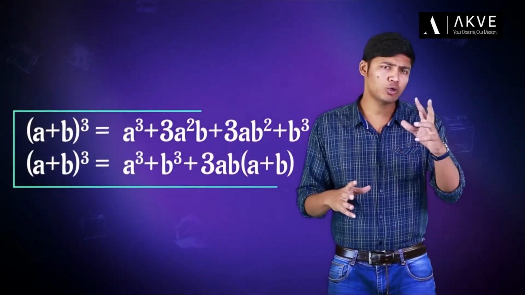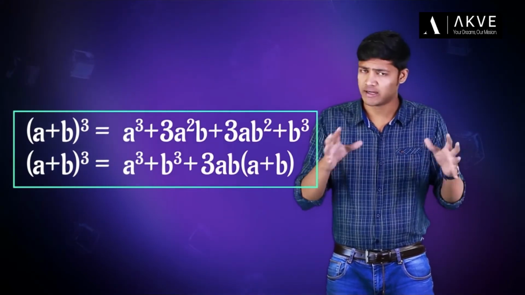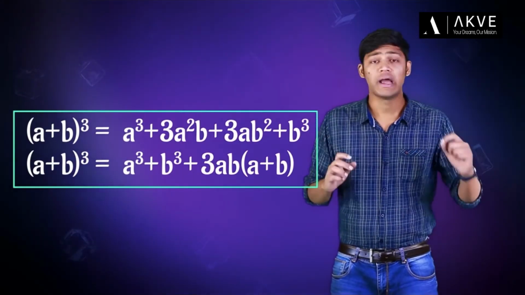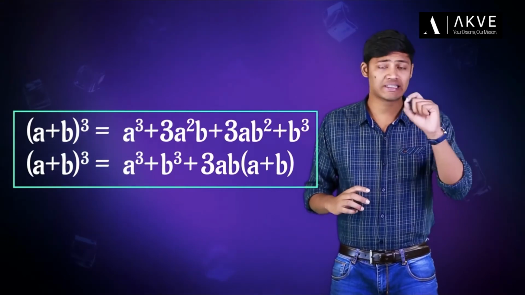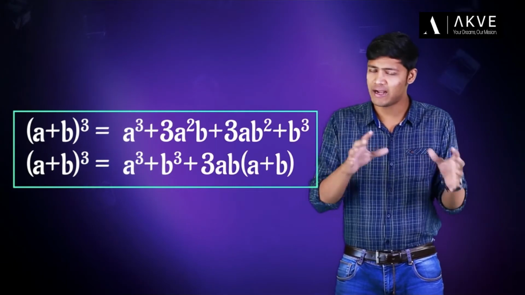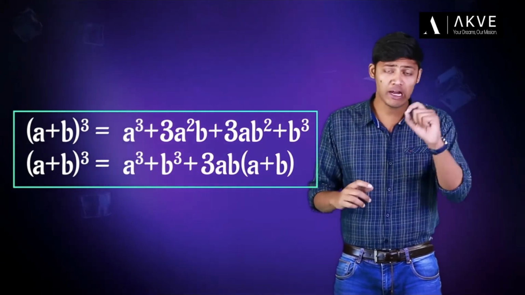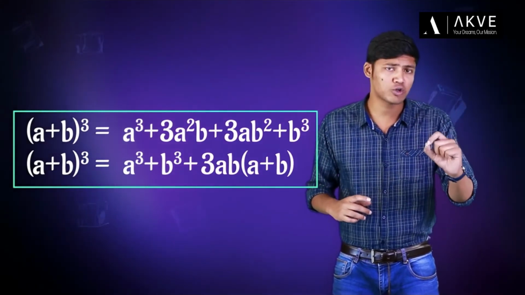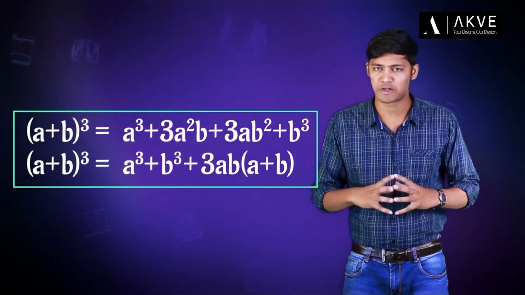So therefore, we get two identities which are the same. That is, (a plus b) whole cubed equal to a cubed plus 3a squared b plus 3ab squared plus b cubed, and (a plus b) whole cubed equal to a cubed plus b cubed plus 3ab into (a plus b).